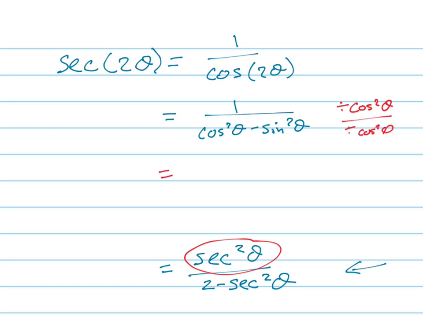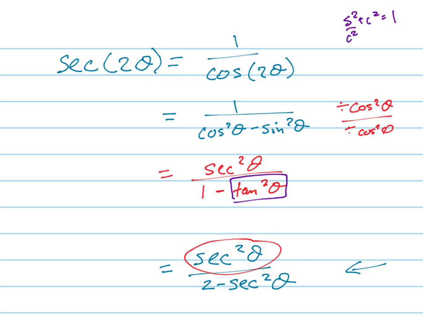And that would give me secant squared theta over 1 minus tangent squared theta. And then I'm thinking to myself, well, tangent squared theta, isn't there a formula for that too? Remember this, sine squared plus cosine squared equals 1. So if I divide by cosine squared, I'm going to get tangent squared plus 1 equals secant squared. So tangent squared equals secant squared minus 1.